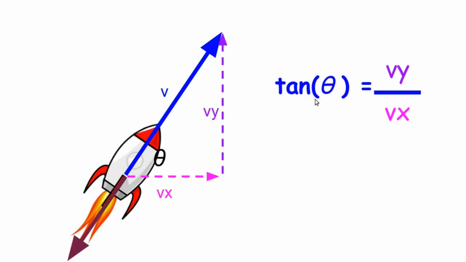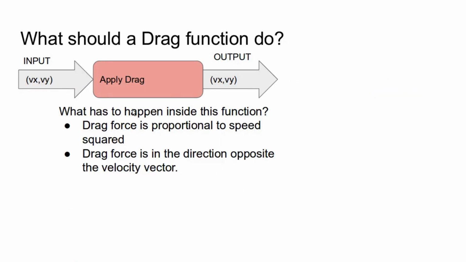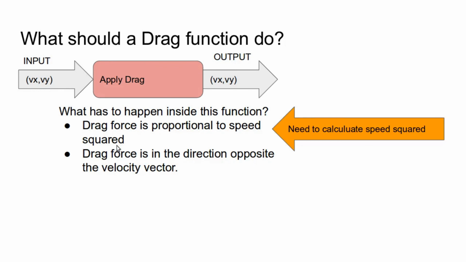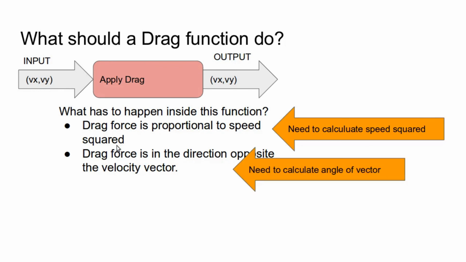So here's our rocket. I know the drag force here in maroon is pointing opposite the velocity vector. I'm not sure how big it is. That's determined by CD and v squared. But I want to know the direction. So this angle is the same as this angle that we just calculated. How could we undo that? So I've got an input, I apply the drag, and an output. I need to find the square of the speed, and I need to find the direction. So calculating the square of the speed, calculating the angle of the vector.